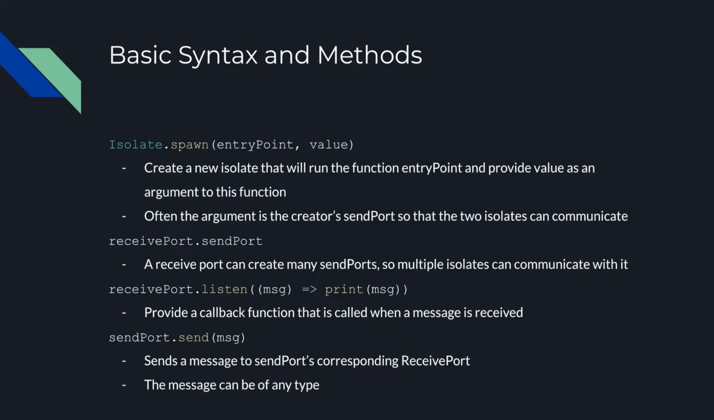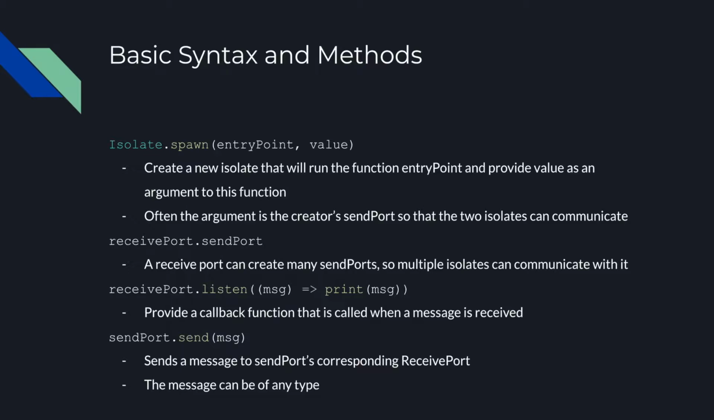To create a new isolate, the spawn method is used. Entry point will be a function that takes one argument, in this case, value. A receive port can create many send ports that allow messages to be passed to it. A send port is often passed in as an initial argument when creating a new isolate, or sent back to the creator of an isolate to allow for two-way communication.